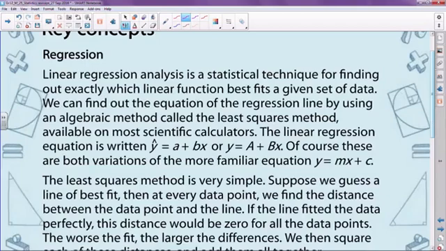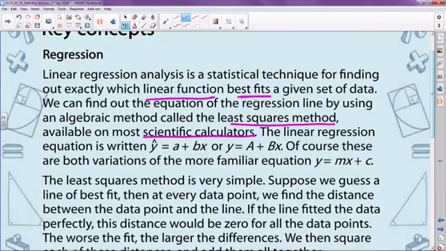Linear regression is a statistical technique for finding out exactly which linear function best fits a given set of data. We can find the equation of the regression line by using an algebraic method called the least squares method, which is available on most scientific calculators. If you are using a scientific calculator in your grade 12 exam, it should definitely be able to work out the line of regression.